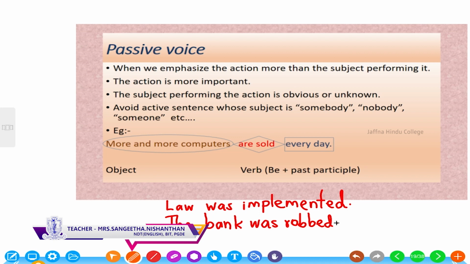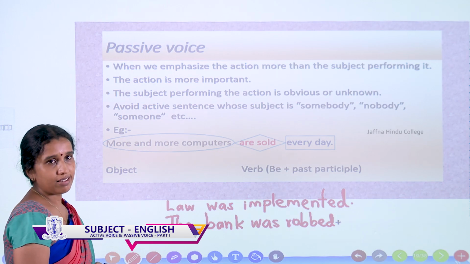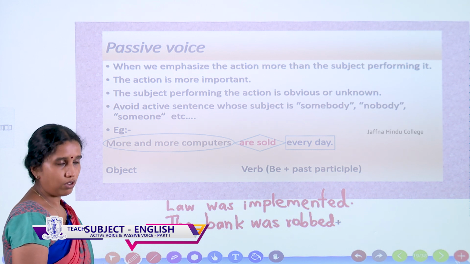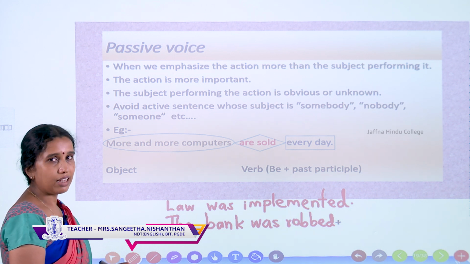And we avoid the subjects such as someone, nobody, somebody. We avoid those subjects when writing active voice, because it is not clear when writing.